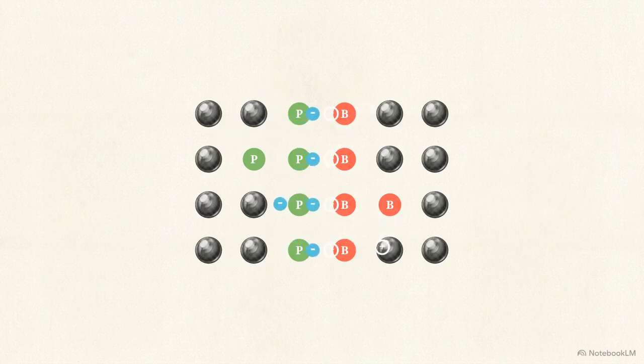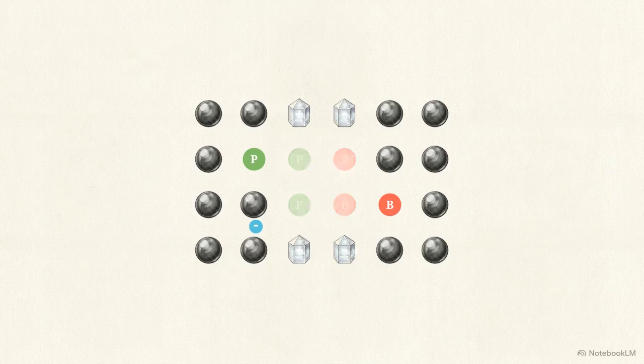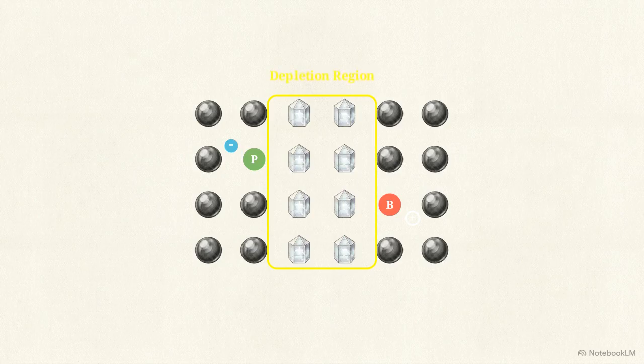Immediately, the negative electrons from the N side and the positive holes from the P side diffuse across the boundary, rushing to mix with one another. But as these moving charges cross the junction and recombine, they annihilate each other's mobility. They vanish as free carriers, leaving behind their parent atoms, which are now charged, rigidly locked, immobile ions. This creates a central void stripped of all free charge carriers. We call this the depletion region, and because it lacks free charges, it acts as a physical insulator.